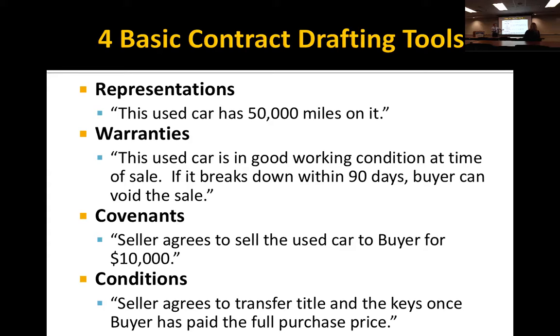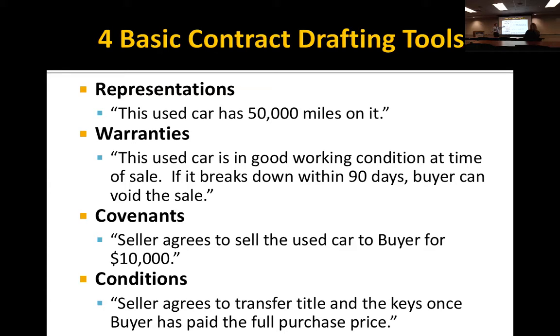Now here's another promise related to cars. You probably want to know how long it's been used, right? You want to know if it's running. You want to know if it's got that many miles on it. Well, this is what's called a representation. It's a fact that you're giving to somebody to induce them to get into a contract. But then here's the thing: representations have warranties that back them up. It's really a promise that backs up the representation.